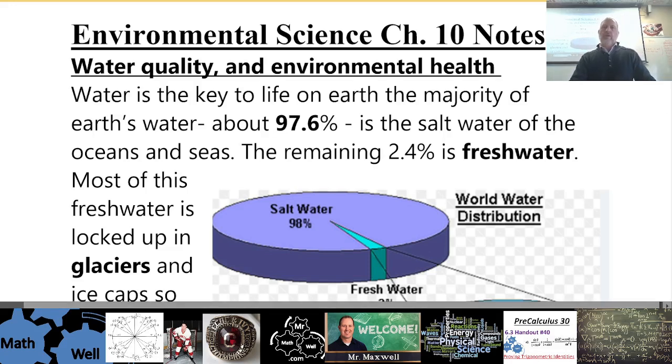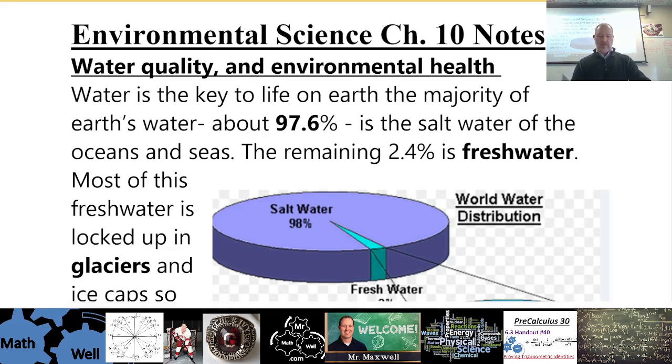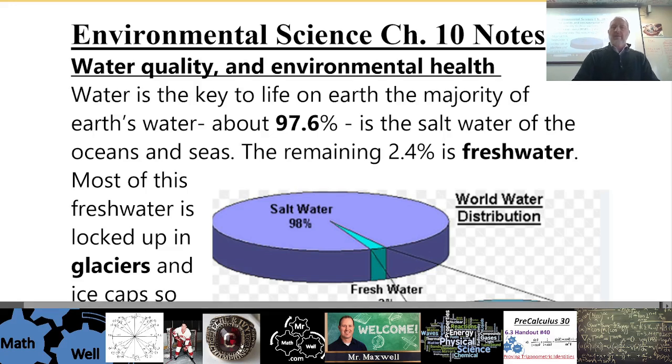Okay. So on page 308 in your textbook is where we start here with our notes. If you want to follow along there, you'll see charts and different things that I won't be able to show you on the screen too. So, water quality and environmental health is what we're studying in the final chapter in the textbook, chapter 10. Let's start off by talking about some of the water here.